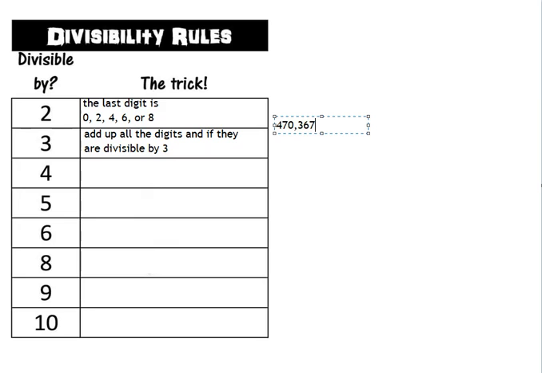470,367, so then you go and you look and you add them up. So let's add them up. So it's going to be 4 plus 7 plus 0 plus 3 plus 6 plus 7. When you add them all up, that is going to equal, I had it, but now I don't. So 4 plus 7 plus 0 plus 3 plus 6 plus 7, and you get 27. Well, you know 27 divided by 3 equals 9, so that one works. So that's how you do it. You just add them up, divide by 3, and see if it works, okay?